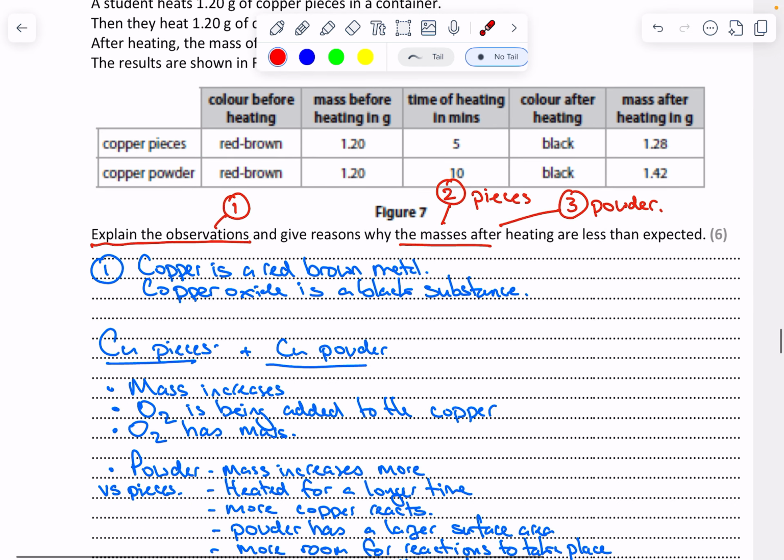Next bit is looking at what changes take place to the copper pieces and copper powder. So both of them are showing that the mass increases. Why does the mass increase? Because oxygen is being added when making copper oxide, and oxygen has a mass. So we're adding mass to the copper.